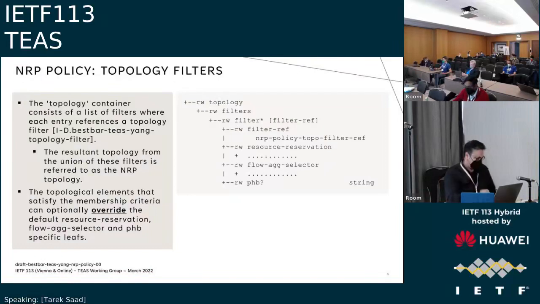And finally, the topology filters. It's a container that can list multiple filters, and combined they will define the set of links and nodes that participate in the NRP topology. The filters can be used so that we can override certain reservations or flow aggregate selector on certain topological elements if they're not uniform across the network. So using the filters, we can also override the defaults for the whole NRP policy.